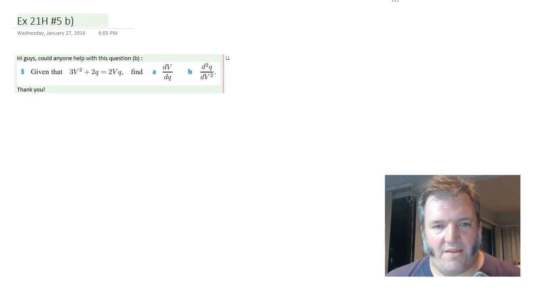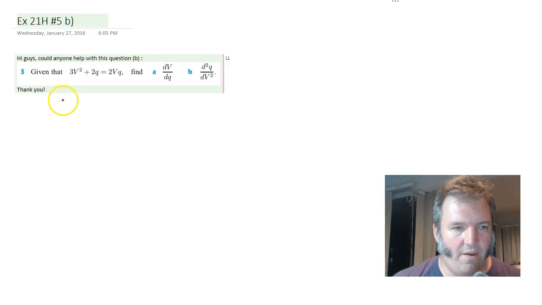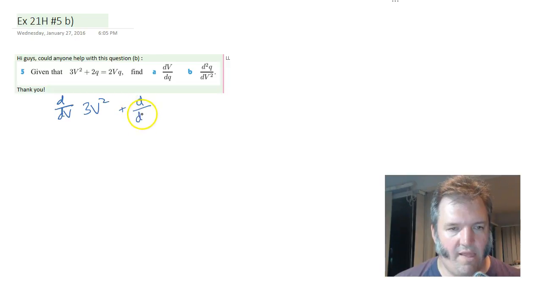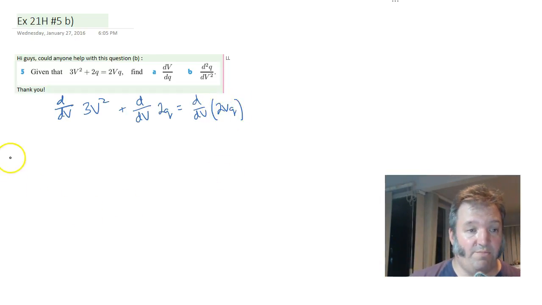So we're looking at part B of this question. We've got to find the second derivative of q in terms of v, so d squared q dv squared. So let's find dq dv and then do a second derivative in terms of v. So let's go ahead and do the first bit. I'm going to try and find d dv of each term. So this is 3v squared plus d dv of 2q, and that's going to equal the d dv of this product, which is 2vq.